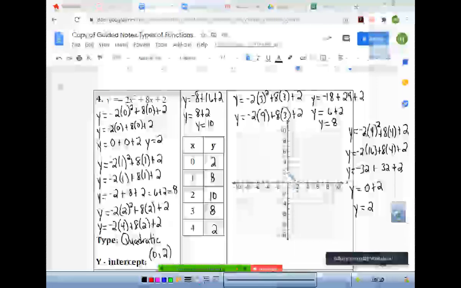So let's see, 0 and 2, 1 and 8, 2 and 10, 3 and 8, and 4 and 2. And notice this one opens upside down. So sometimes our quadratics can do that. They can open downward.